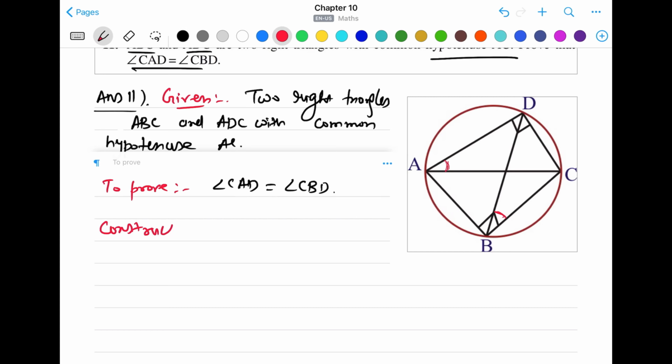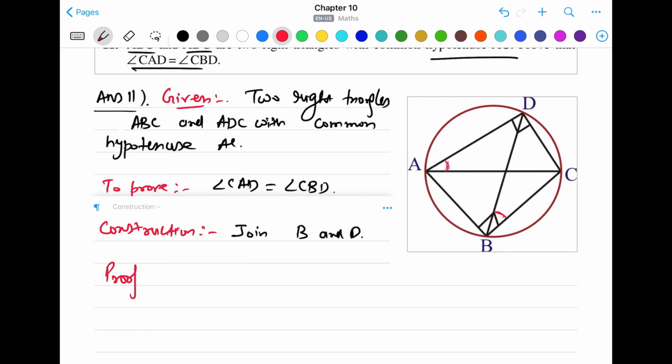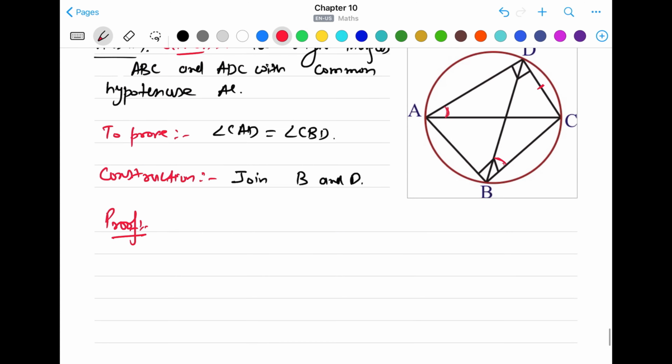Okay, we'll start with the construction. The construction here is, we will join BD. Okay, join B and D. Okay, let's start this proof now. This is very simple. See here, considering this chord DC, or you can say CD, this chord CD is making two angles, which are angle CAD and CBD, in the same segment.